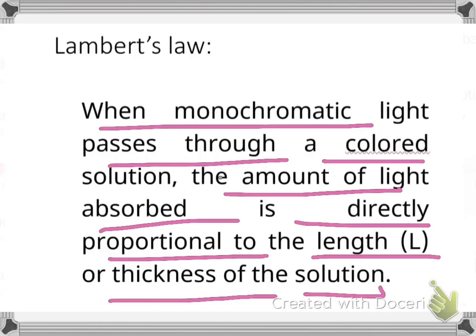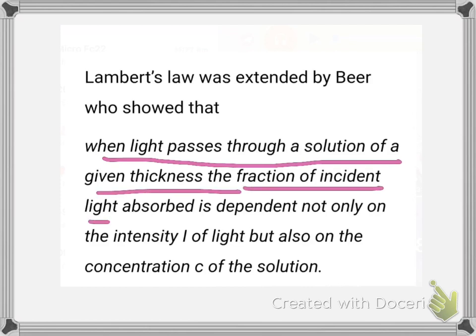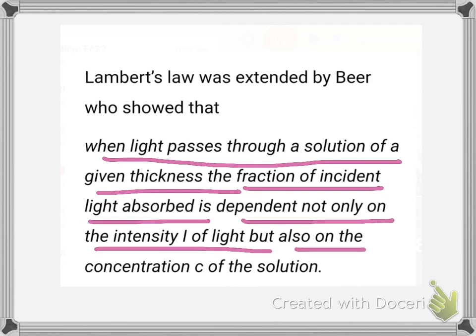Now, let us discuss Beer's law. Lambert's law was extended by Beer, who showed that when light passes through a solution of a given thickness, the fraction of incident light absorbed is dependent not only on the intensity of the light but also on the concentration of the solution.